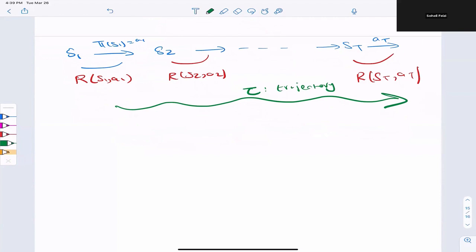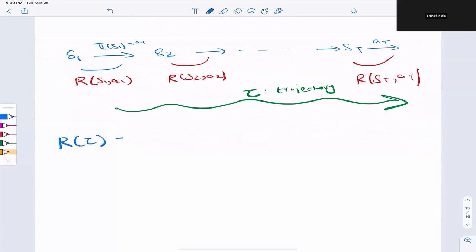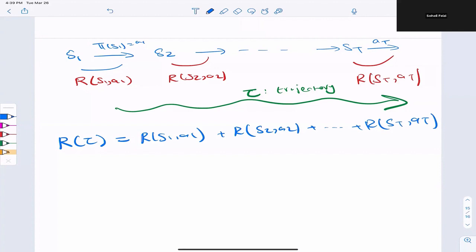So first of all, let's see what is the reward associated with this particular trajectory. Because at the end of the day, we want to pick a policy that gives us the highest reward. So the reward is just the sum of the rewards that we collect along the way. That's as simple as that. So I'm going to look at my first reward, my second reward, up until the last one. Simple. We want to maximize the reward function.